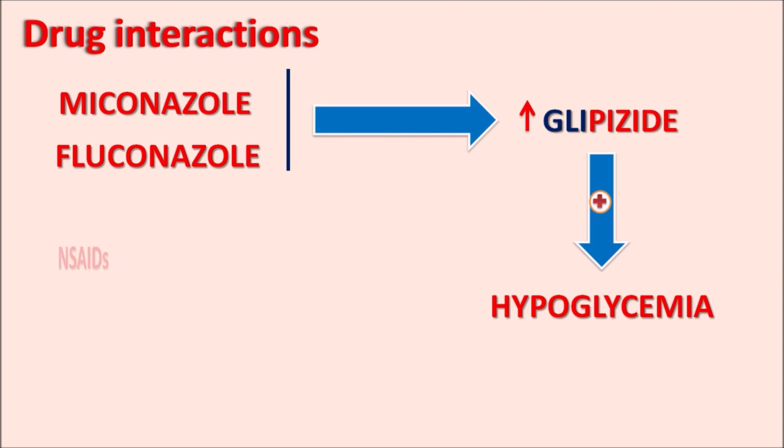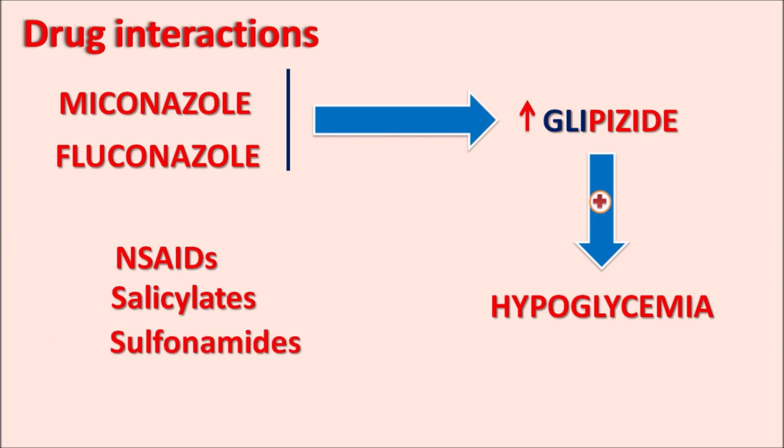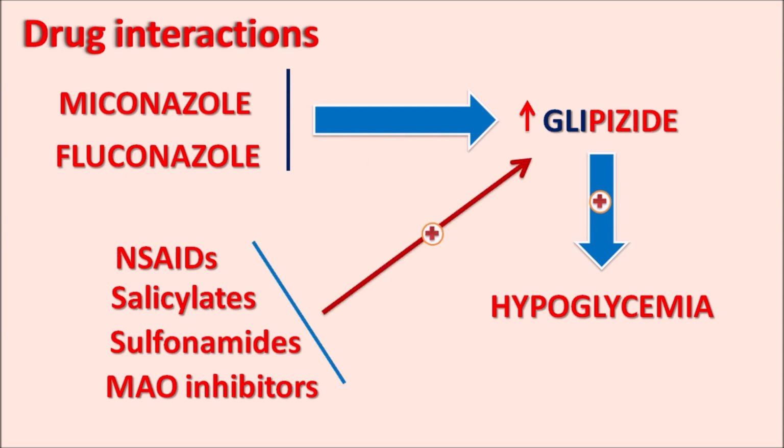Similarly, many drugs interact with glipizide. For example, NSAIDs, salicylates, sulfonamides, MAO inhibitors, even probenecid, all these drugs can interact with glipizide either at the protein binding sites or at metabolism. Thereby, these drugs can also increase the glipizide levels within the plasma, resulting in severe hypoglycemia. So when these drugs are co-administered with glipizide for a chronic period, the dose should be adjusted in order to control the hypoglycemia.